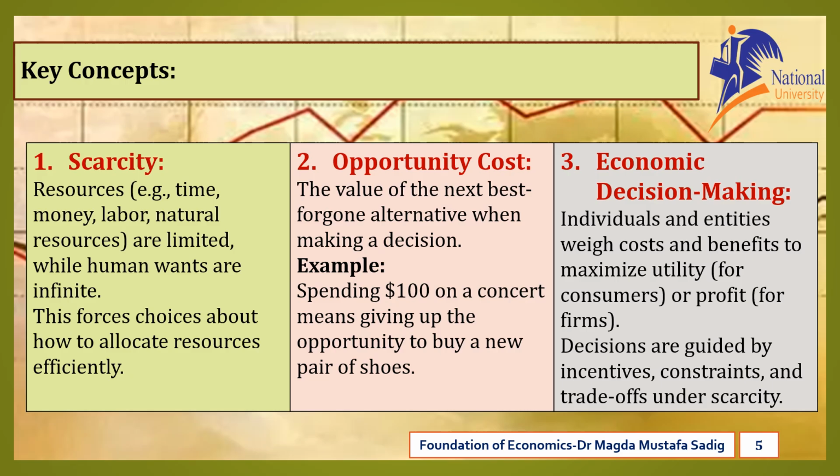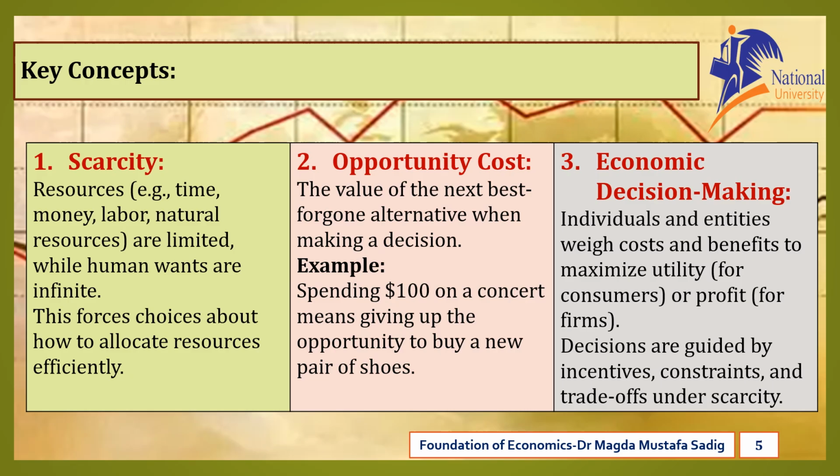Imagine you have $10 to spend at a food truck, but you want a burger, $8, fries, $4, and a drink, $3. Your $10 isn't enough to buy everything. This is scarcity. You can't have it all, so you have to choose what to buy.